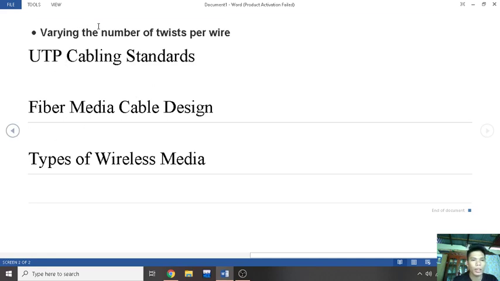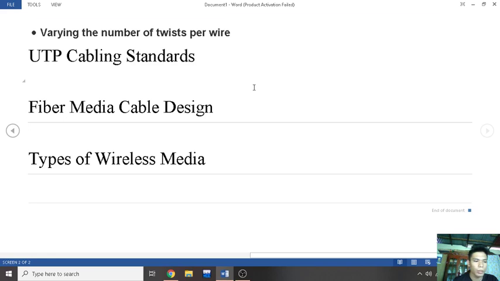Next is varying the number of twists per wire. Varying the number of twists enhances the cancellation effect of paired circuit wires. Designers vary the number of twists of each wire pair in a cable. UTP cable must follow precise specifications governing how many twists or braids are permitted per meter, so 3.8 feet of cable.